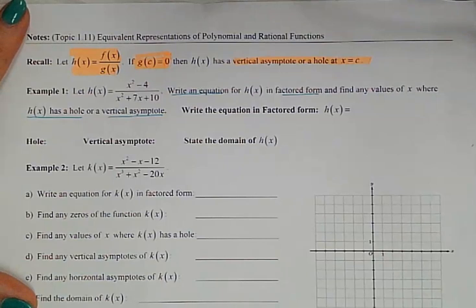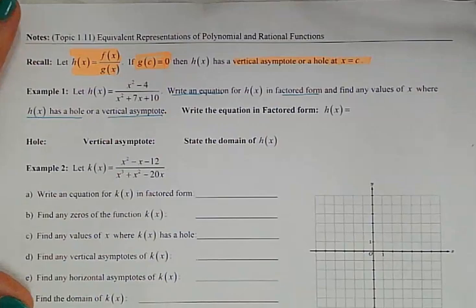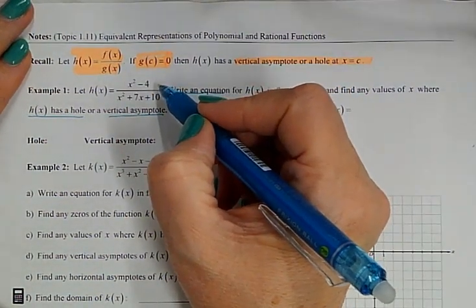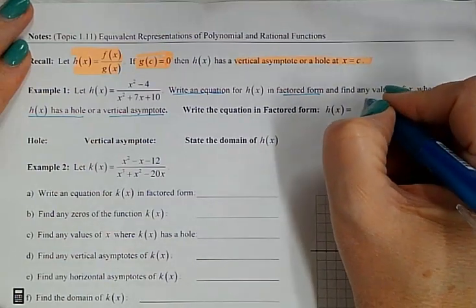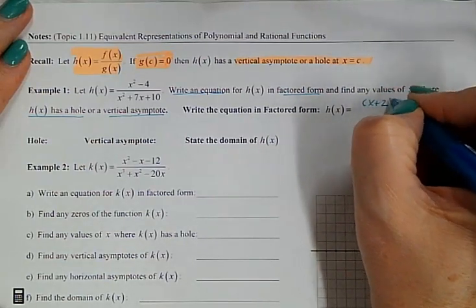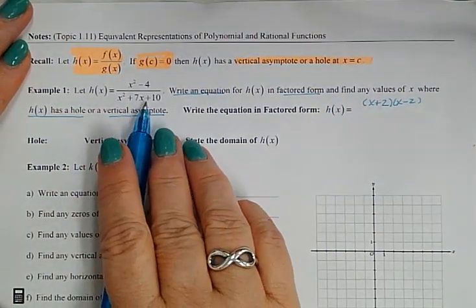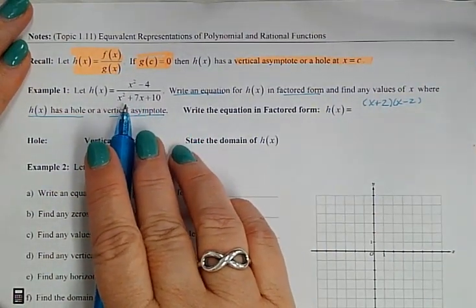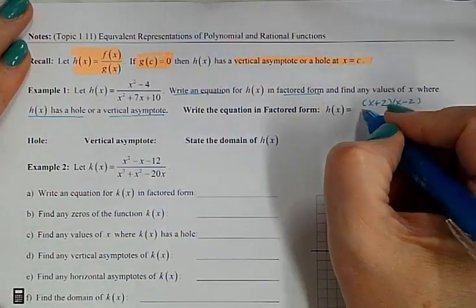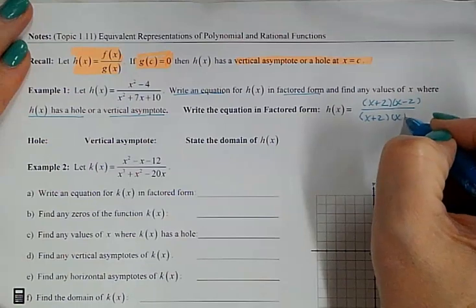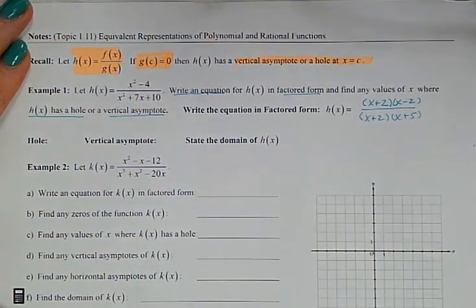So first thing we're going to do is write the equation in factored form. So we're going to factor the top of our rational function, which is just a difference of squares. So that is going to be x plus 2, x minus 2, and then we're going to factor the bottom of our polynomial. So the factors of 10 that add up to be 7 are 5 and 2. So that is going to be x plus 2 and x plus 5. So that's step one, is factoring.